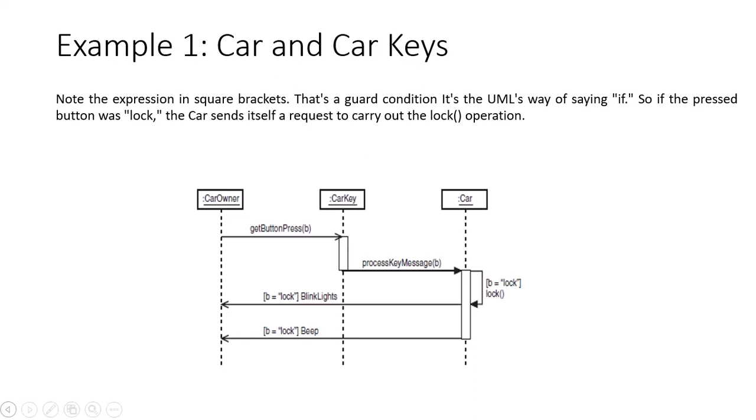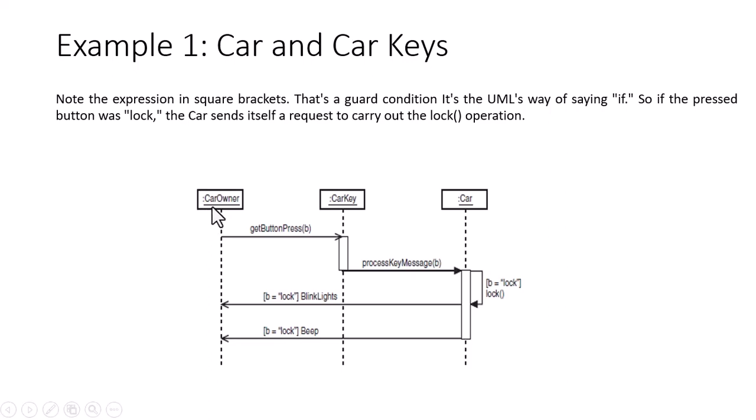So note the expression in the square brackets. That's a guard condition. It's the UML way of saying if. So if the pressed button was lock, the car sends itself a request to carry out the lock operation. So this one object is a car owner who is operating the car, then key and car.